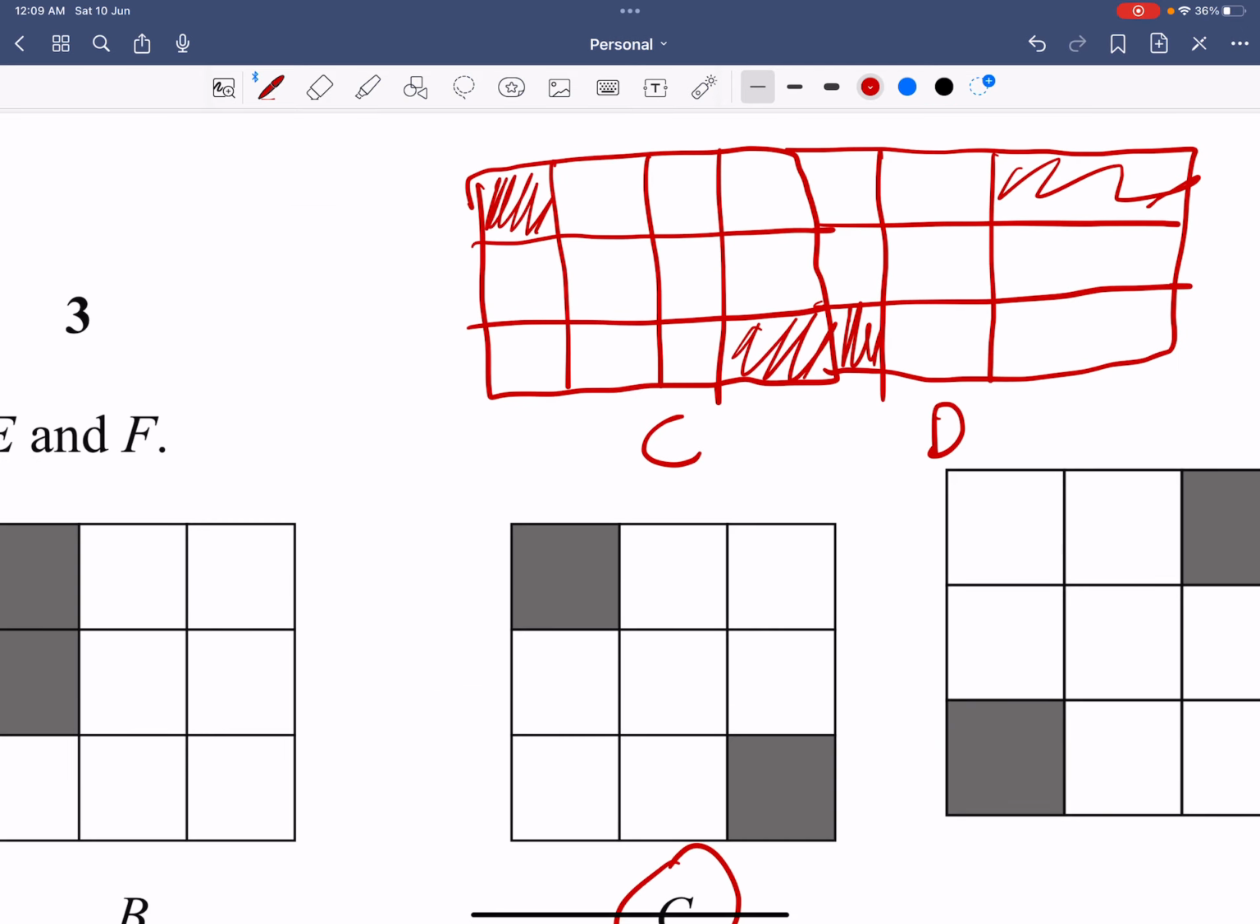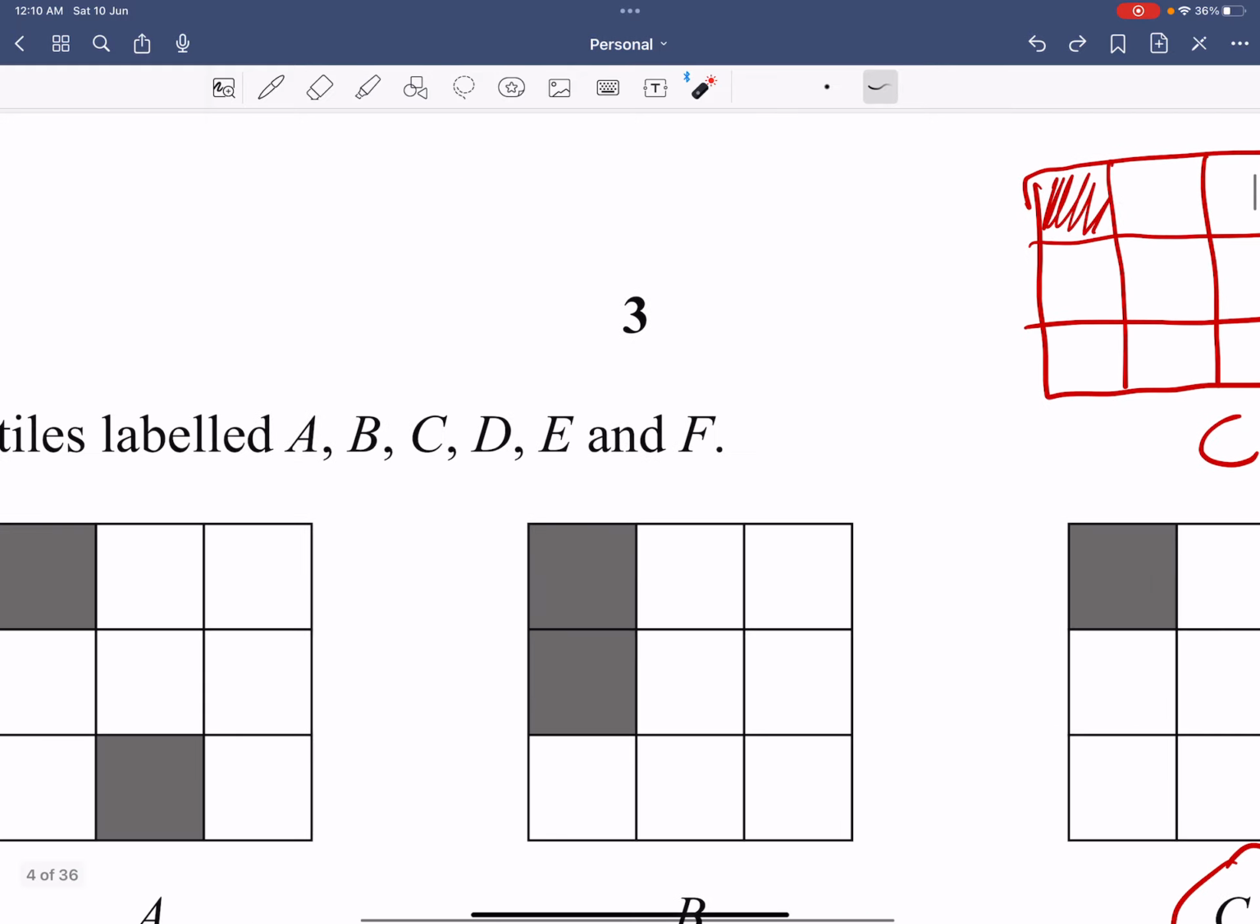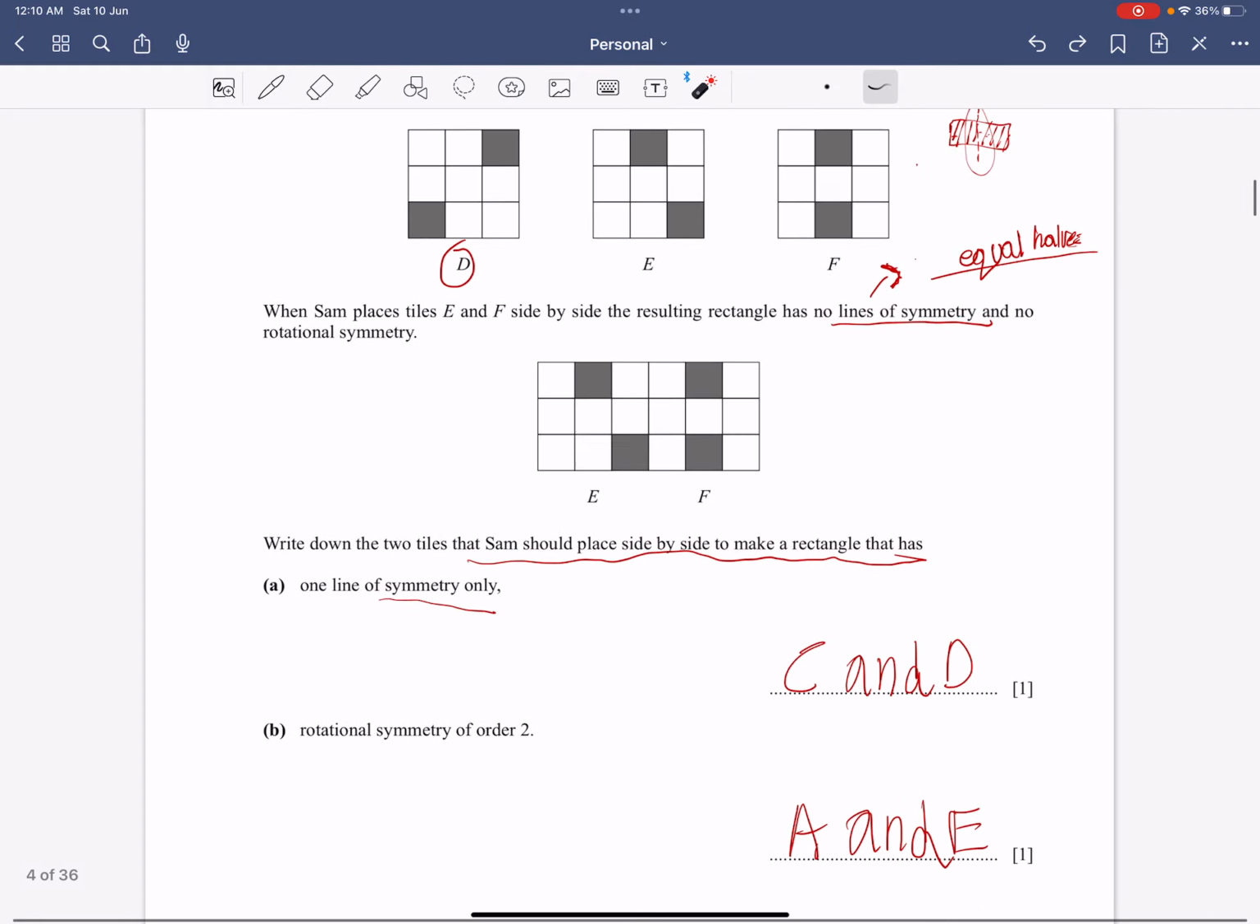What is the line of symmetry? I know it's a little messy, but I'm trying to make you understand. So this is the line of symmetry. Why? Because it splits it into two equal halves. This shaded region will come over here, and this shaded region will come over here, right? So this is how C and D work.